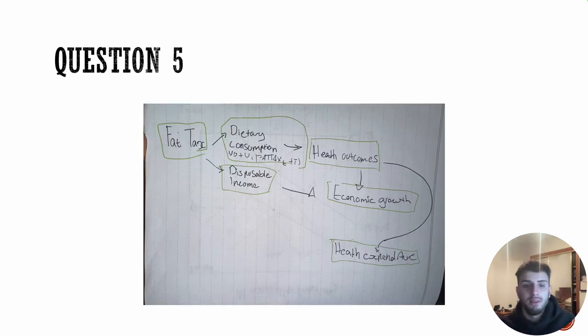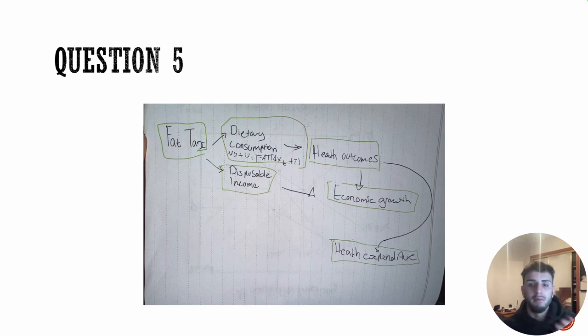So within this diagram, as you can see right here, the fat tax will further lead to changes in dietary consumption. It is expected that the tax will impact customers' dietary decisions, due to the fact that food is going to be more expensive. Then from the dietary consumption to the health outcomes, better dietary decisions should result in less obesity and disorders linked to food.